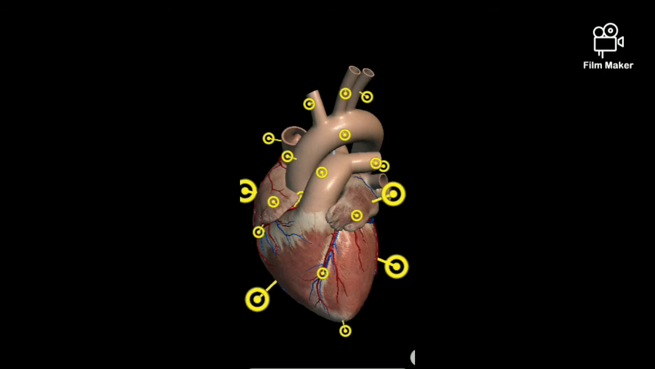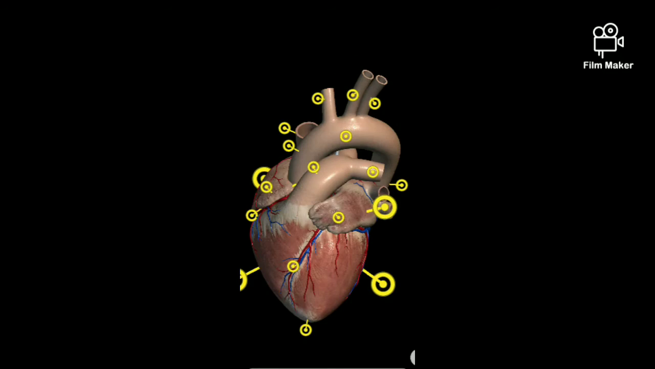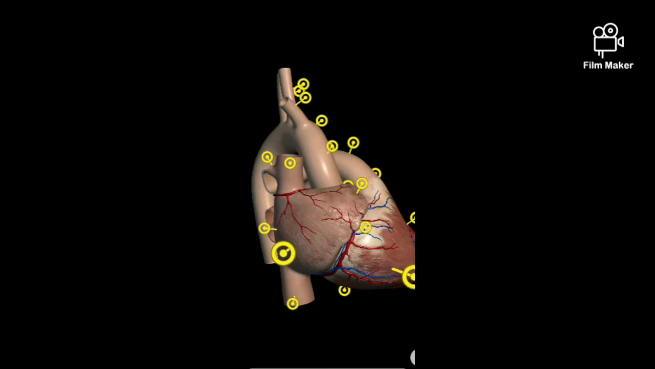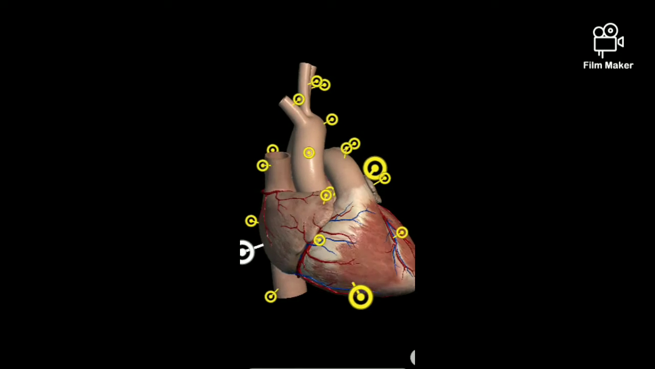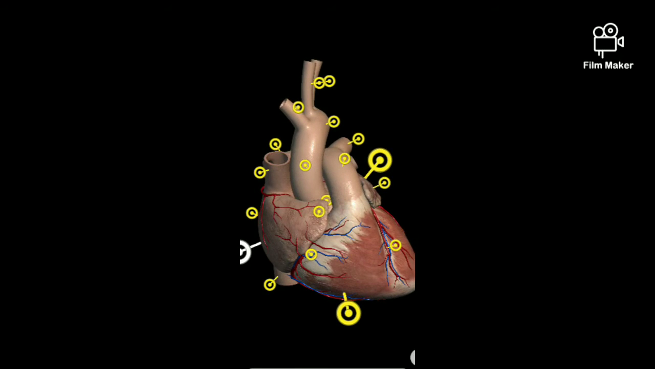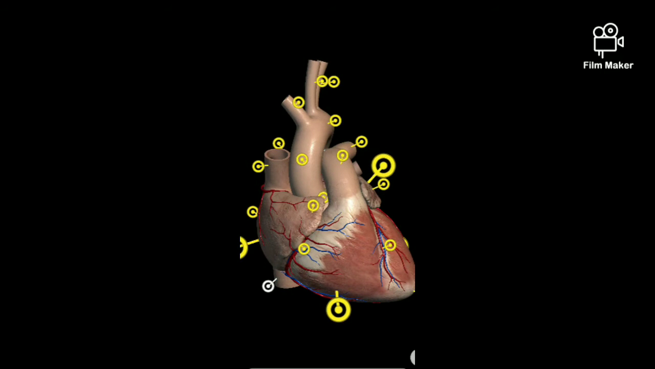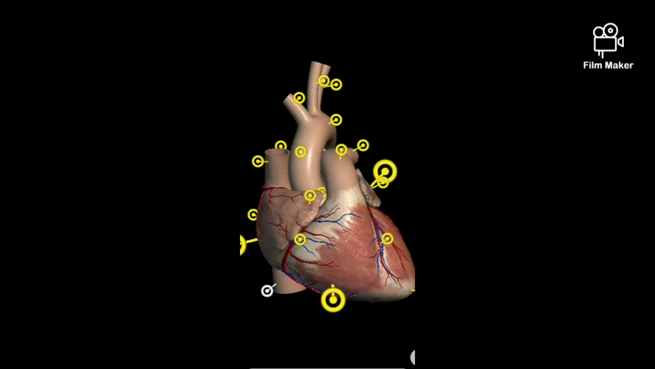The right atrium is in the anterior position. You can see this right atrium. The right atrium receives deoxygenated blood from the superior and inferior vena cava. This is the superior, and this is the inferior vena cava. Both pump blood through the right atrioventricular orifice, which is guarded by the tricuspid valve, into the right ventricle.